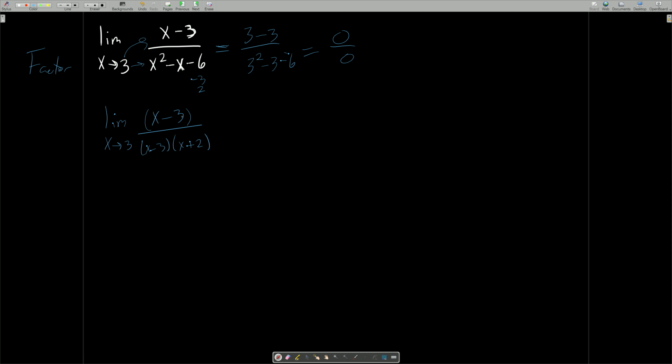Notice that you have an x minus 3 on the top and on the bottom. They can cancel out. You're left with the limit as x approaches 3 of 1 over x plus 2. Now you can use direct substitution, plugging in 3 for x, and 1 over 3 plus 2, so 1 over 5 is the answer.